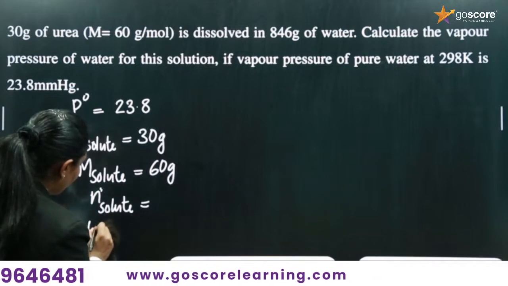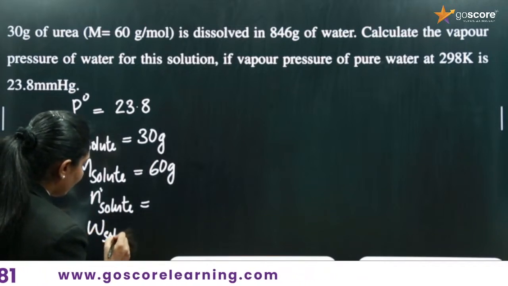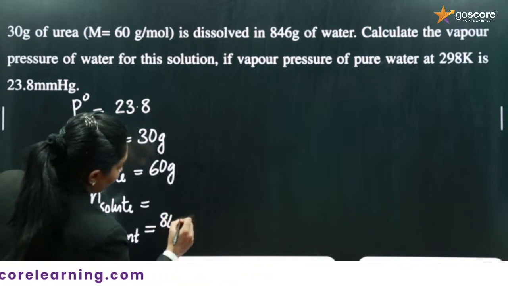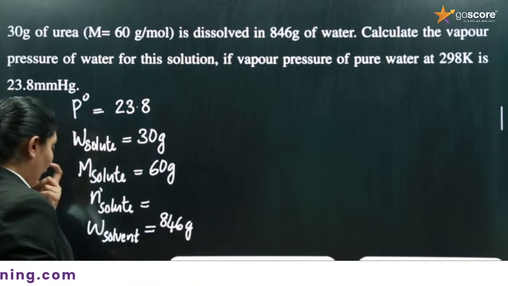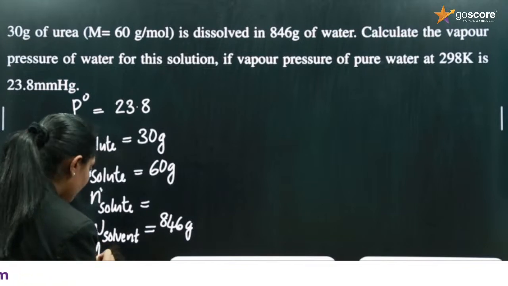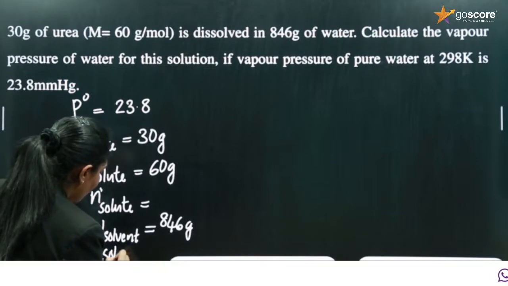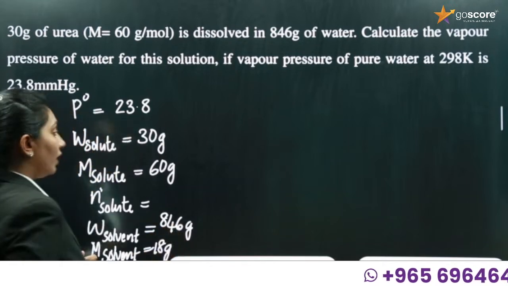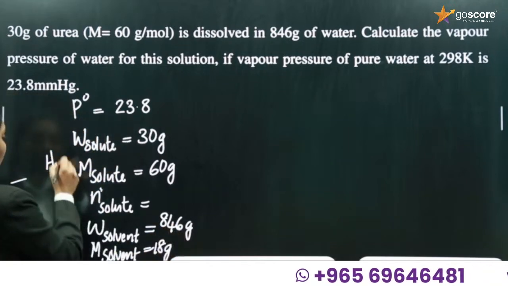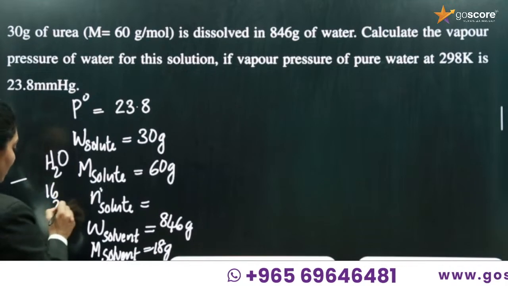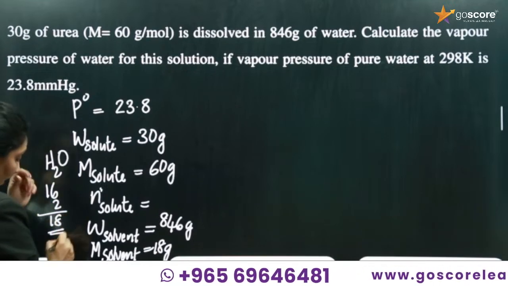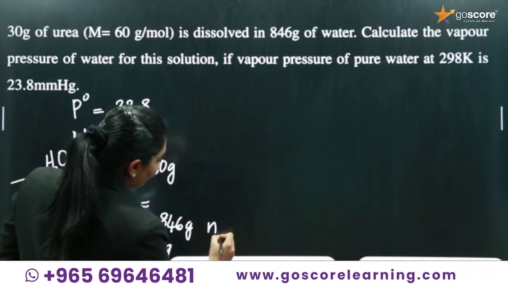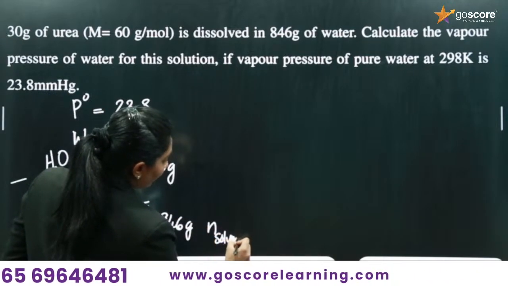The mass of solvent is given as 846 gram. Okay, and the molar mass of water, here the solvent is water, so its molar mass that we already know is 18 gram, right? Molar mass of water, that is H2O: oxygen 16 plus hydrogen 2 will be 18, right? So from this you can easily calculate the number of moles of solvent.